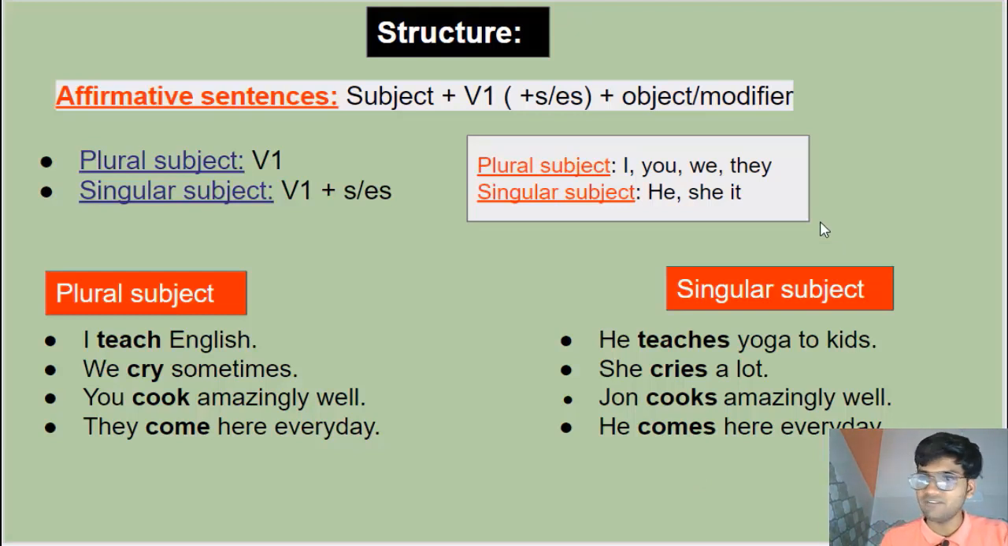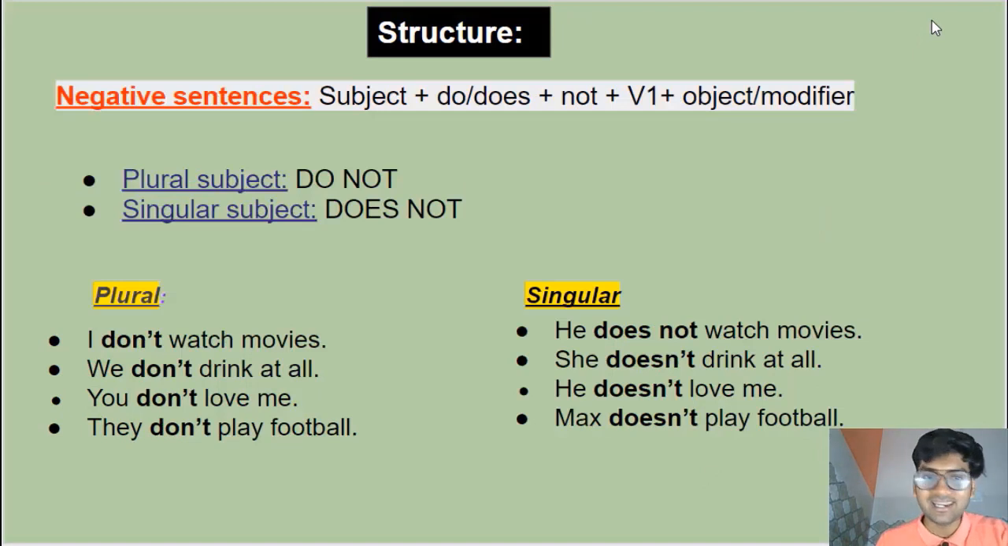Okay, so that's affirmative sentences. Let's talk about negative sentences. In the negative sentences, we have the subject first, followed by do not or does not, followed by the verb, then followed by the object or modifier. Now, if the subject is plural, use do not. If the subject is singular, use does not. Okay, plural subject do not, singular subject does not.